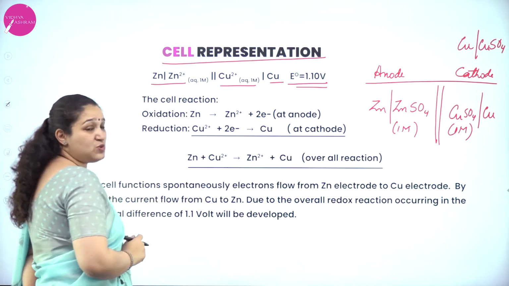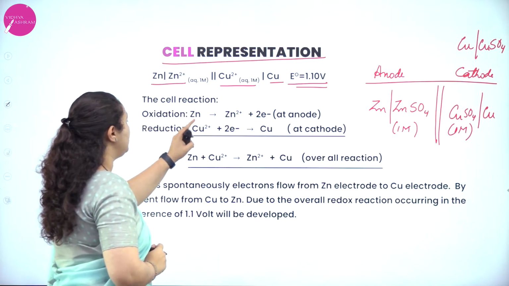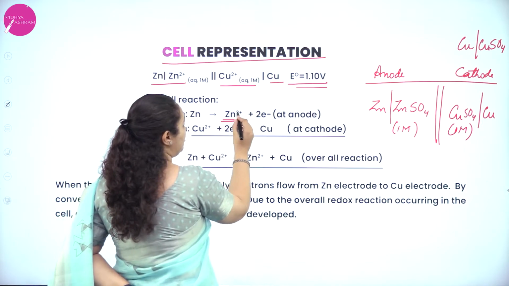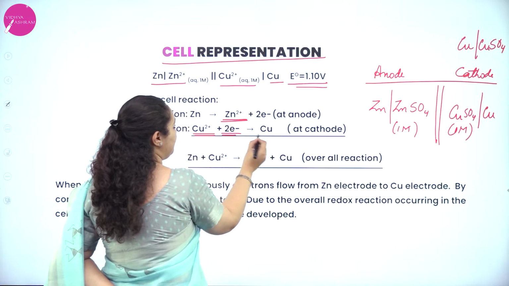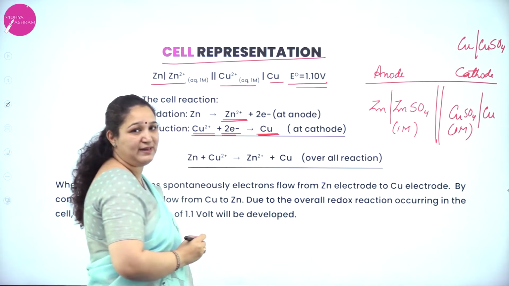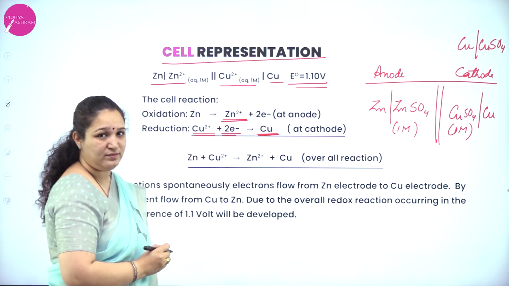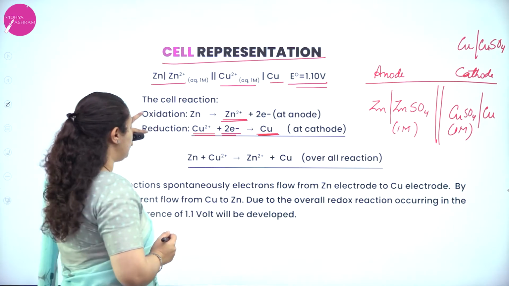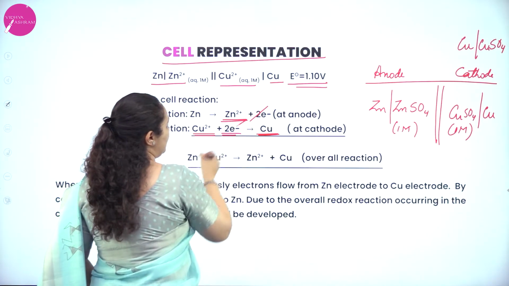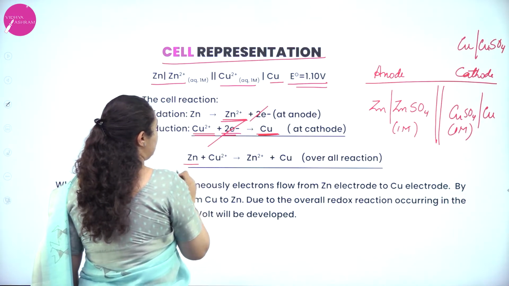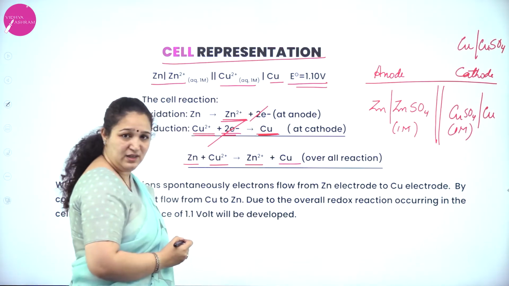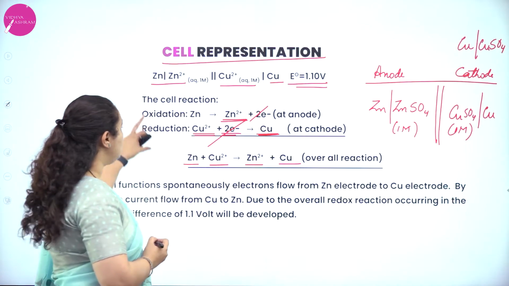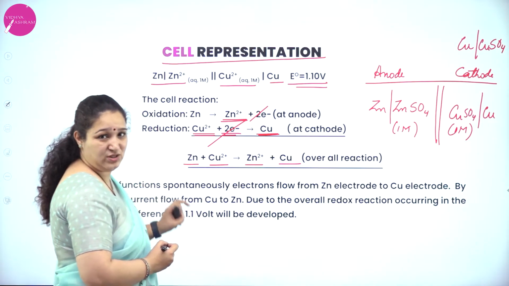Now the reactions, what is happening? Oxidation: zinc is losing 2 electrons to form Zn plus 2 ions at the anode. Copper is accepting 2 electrons to form copper metal at the cathode. Correct? So when you add these two half reactions, electrons and electrons get cancelled. It looks like zinc is reacting with copper ions to form zinc ions and copper is getting deposited. Okay. So this is the cell reaction.